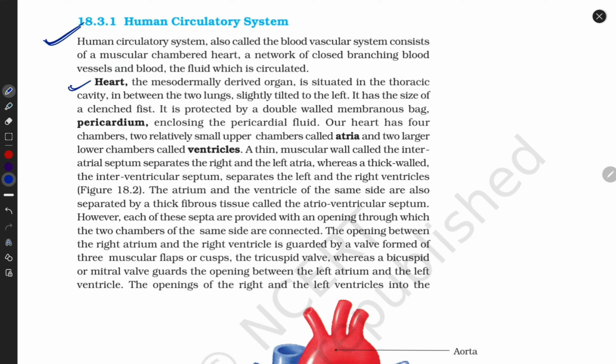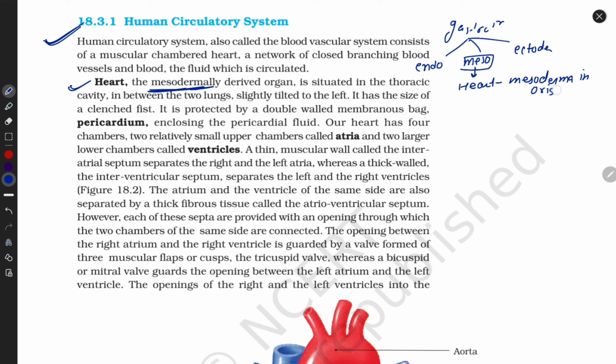Now, the heart is made up of muscles, and muscles are made from the mesoderm layer. During the gastrulation stage, 3 kinds of germ layers are produced: endoderm, mesoderm and ectoderm. So the heart is made from this layer. So the heart is mesodermal in origin. Muscles are also originated from mesoderm. Connective tissue and blood also originate from the mesoderm layer.